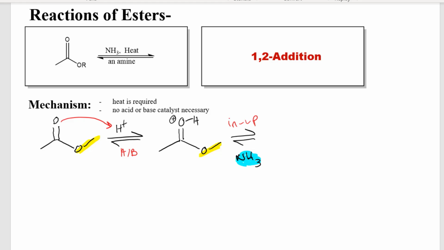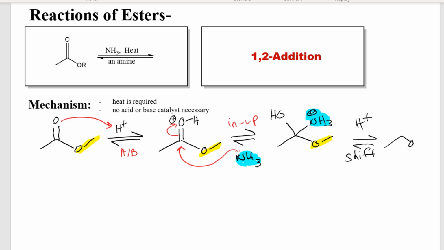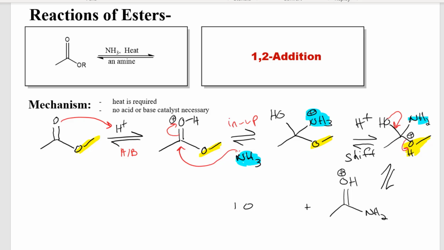So we're going to do an in-up reaction. In and up. Driving off the methoxy, driving on the ammonia. We're going to do a proton shift. Driving on the nitrogen, driving off the oxygen, and down and out. We drove methanol off. We drove the nitrogen on.